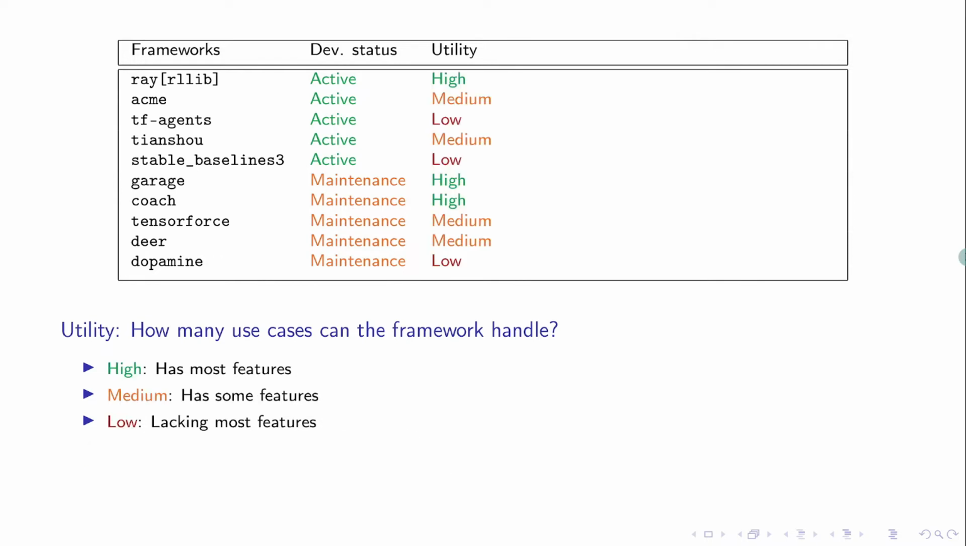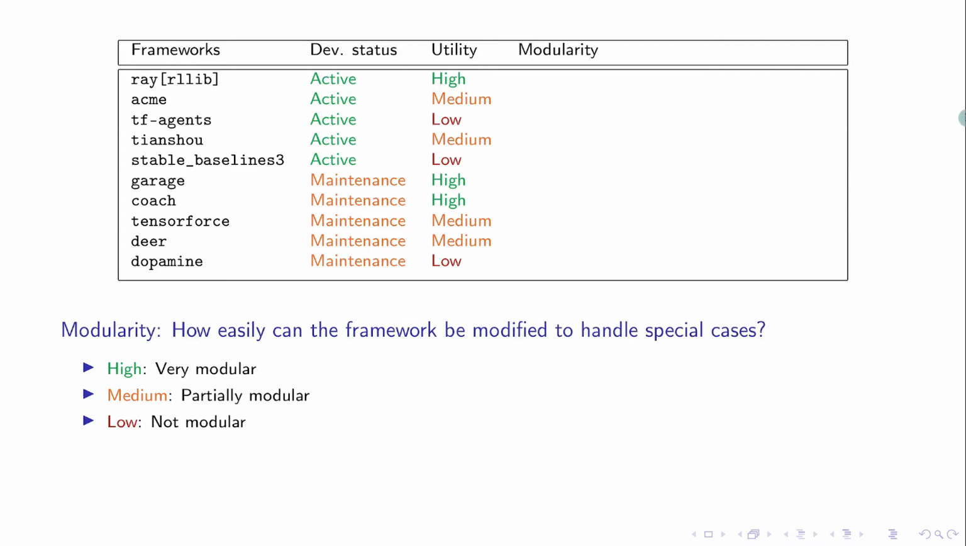Frameworks that had most of these features have high utility, frameworks that have some features have medium utility, and so on. The winners are Rllib, Garage, and Coach, and they seem to have all the most important features. Now, having a lot of features takes care of the most common use cases.